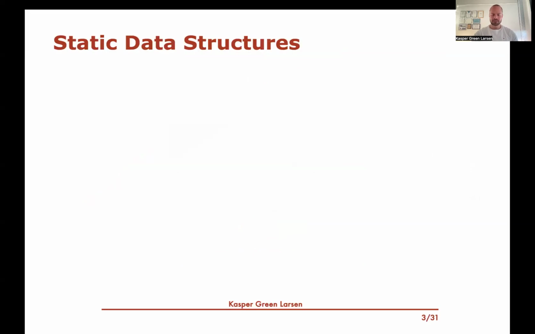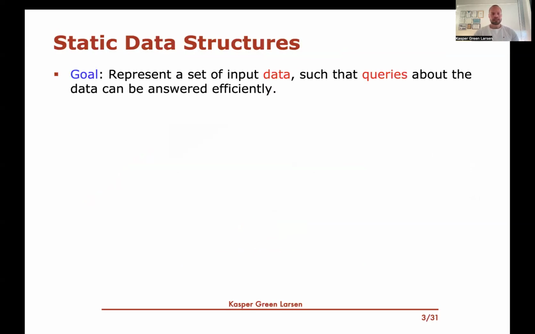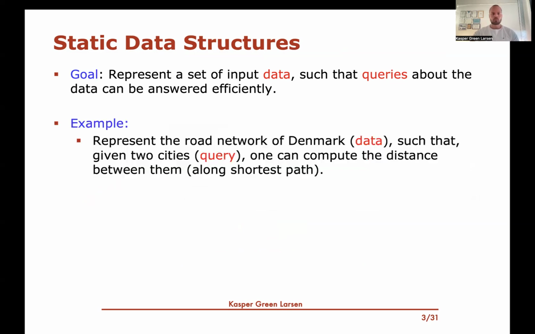So what is a static data structure? I guess the idea or goal in static data structures is to represent some set of input data on your computer so that you can answer queries about the data efficiently. One example could be to represent the road network of a country such as Denmark. So this is your data, a road network, such that given two cities, which would be a query, you can compute the distance between them along the shortest path.